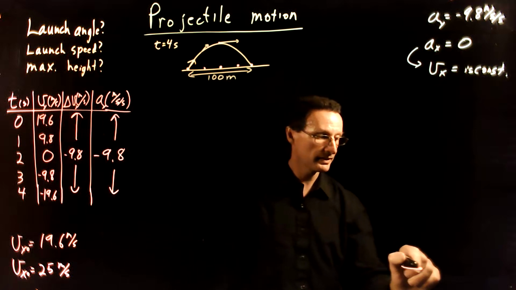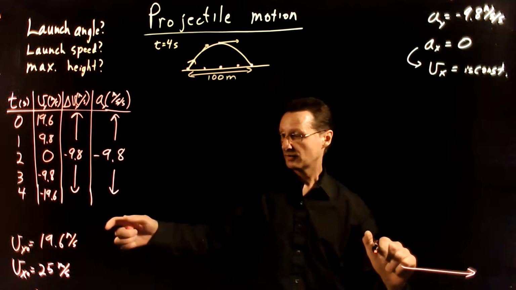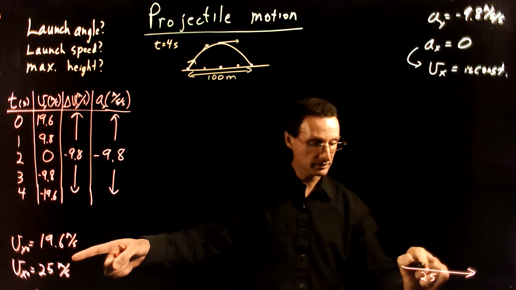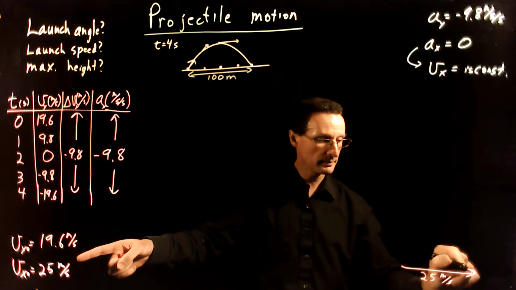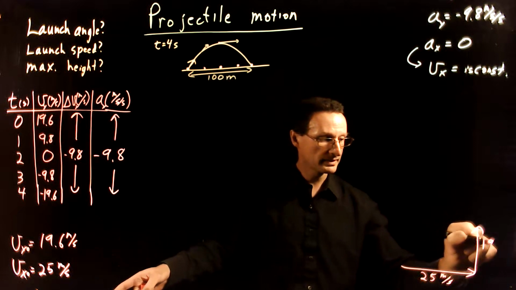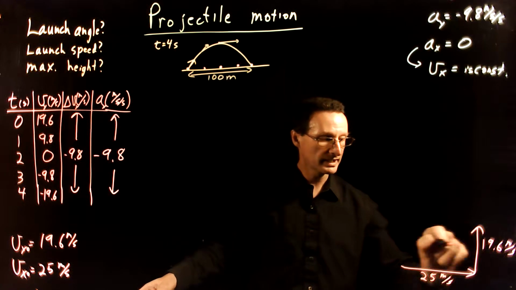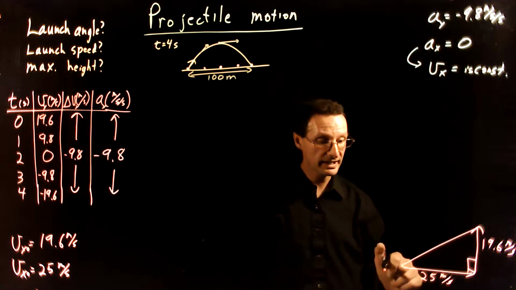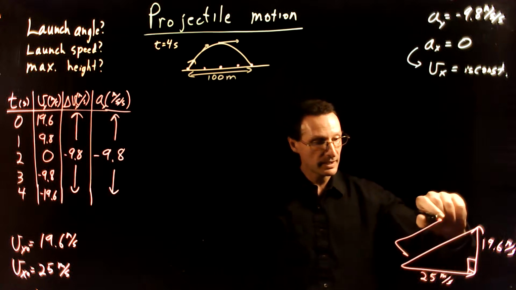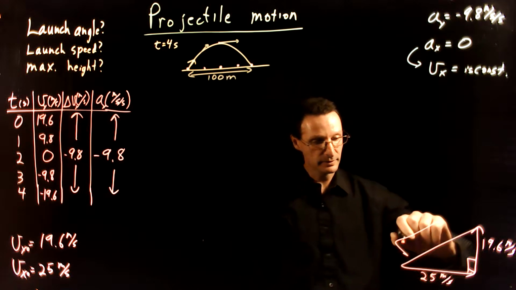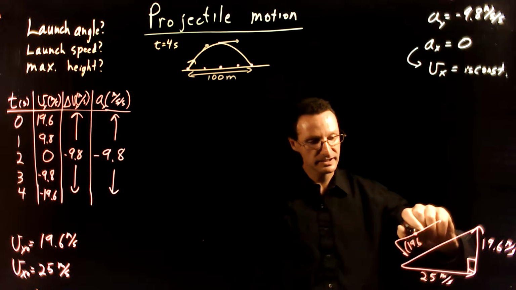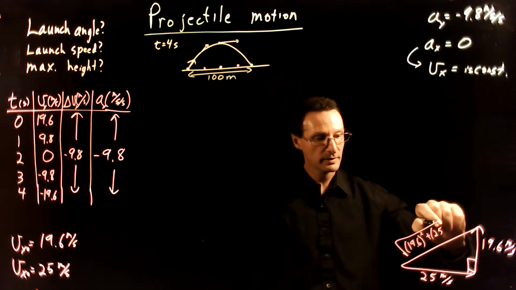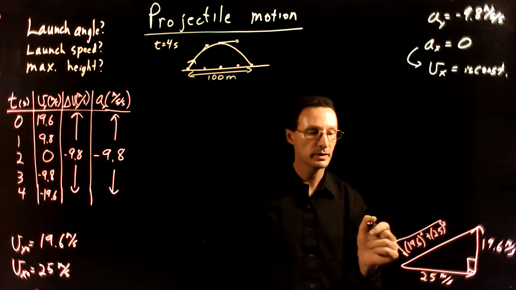So let's draw the velocity vectors for these. So that says that the horizontal velocity is 25 meters per second, and the vertical is 19.6 meters per second. Then these are perpendicular to each other. It makes a right triangle. We can find the hypotenuse, and we can use the Pythagorean theorem for this. So I just need to take 19.6 meters per second squared and add to that 25 meters per second squared and take the sum and square root of that.